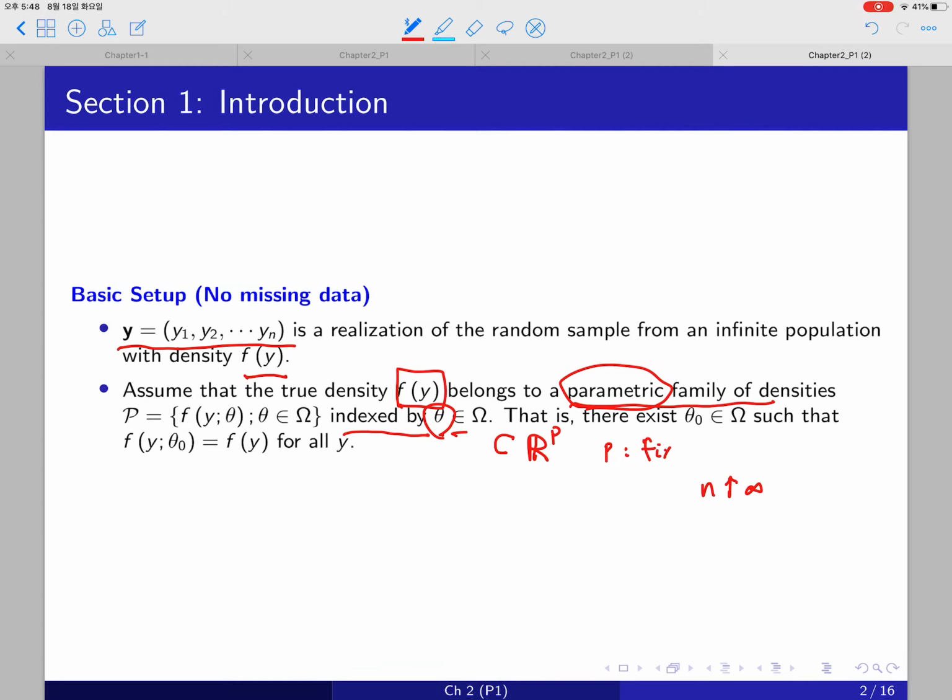Okay, and so that means the density is actually written as f(y; zeta_0), where zeta_0 is the true parameter.